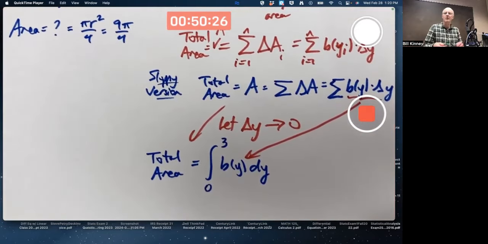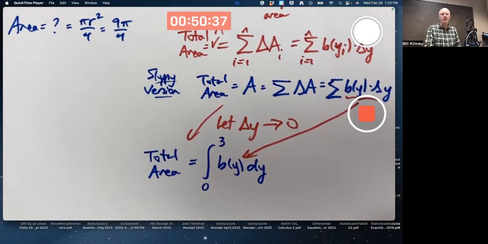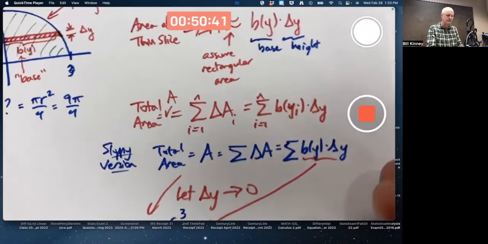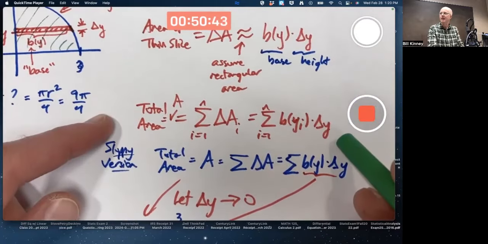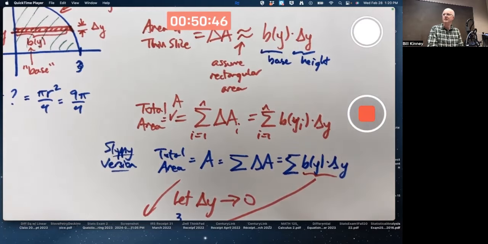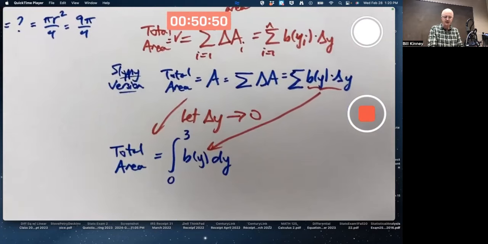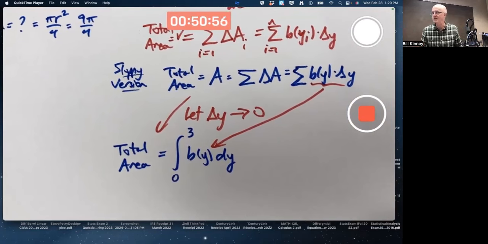So the directions in the book say to do this kind of thing. You'll see problems just like this on the homework, including on the homework due Friday. And they say, write down a Riemann sum approximation for the total area, like this. And then write down the integral you're going to have to do, and then do the integral. We do need to still figure out what b of y is. We'll come to that. Before we do that, though, I want to give you a bit of extra directions.